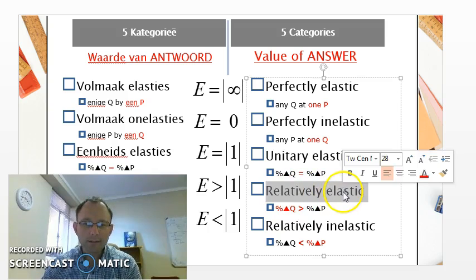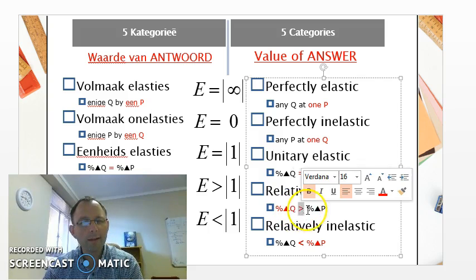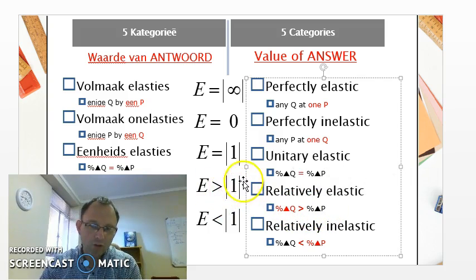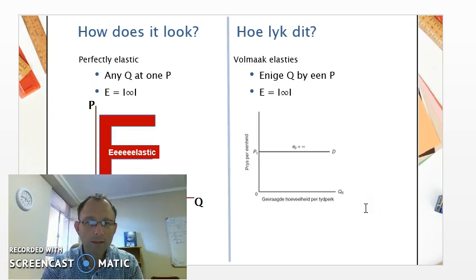Then we have relative elasticity. That means the percentage change in quantity is bigger than the percentage change in price. So generally we get a value bigger than 1. And relative inelasticity, we get a value smaller than 1. That is generally when the percentage change in quantity is smaller than the percentage change in price. I'll show you with a graph just now what that means. So how does it look?